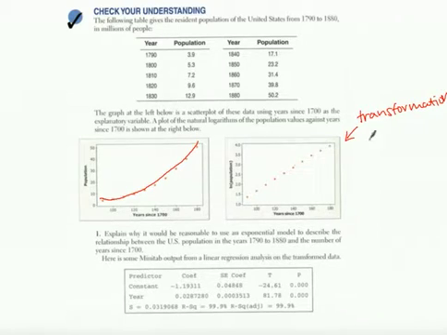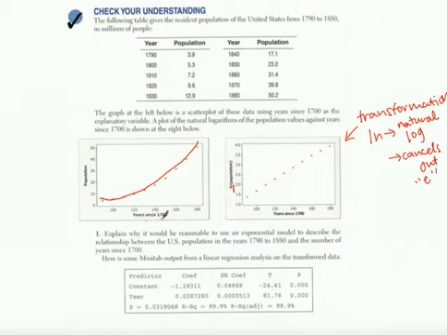For the transformation, they used an ln. So ln, you may remember from a long time ago, stands for a natural log, and a natural log is going to cancel out e. This part's going to be important later on.